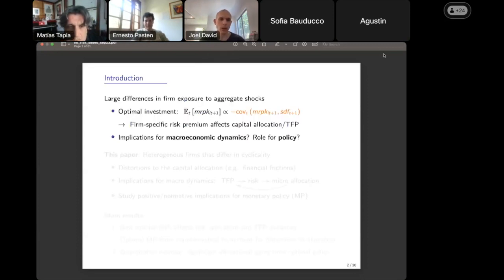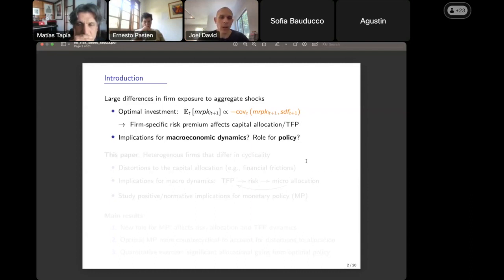Firm level microdata show really large differences in cyclicality or exposure to aggregate risk. And these patterns can have important implications for the allocation of capital and aggregate TFP. When firms differ in their cyclicality, firm level capital investment is determined by a standard asset pricing equation that relates the expected rate of return on capital, in this simple example just the marginal product, to a firm-specific risk premium, which is given by the usual negative of the covariance of the return with the stochastic discount factor.